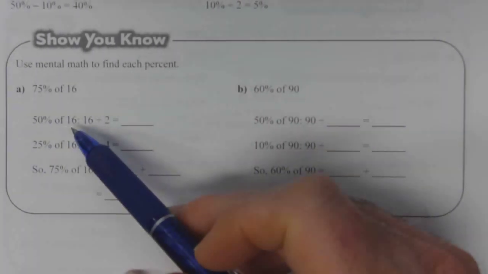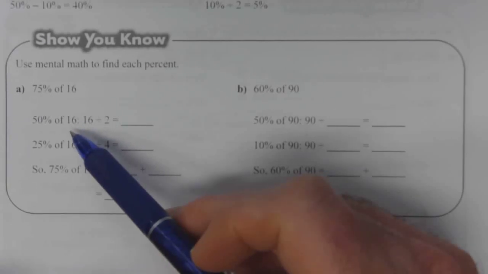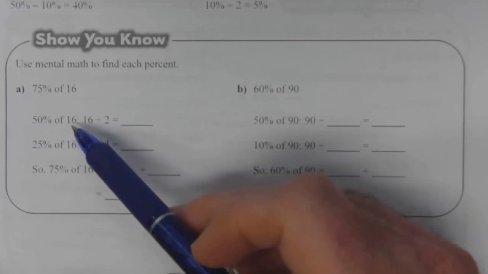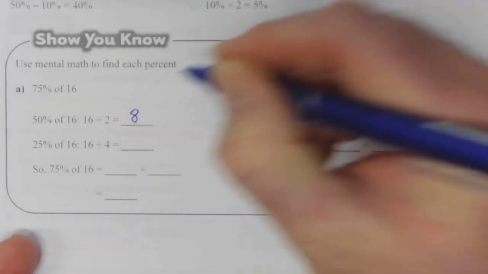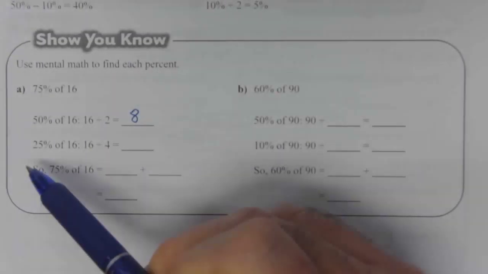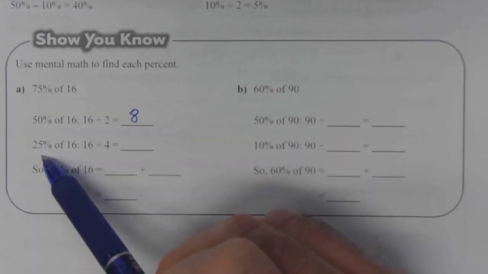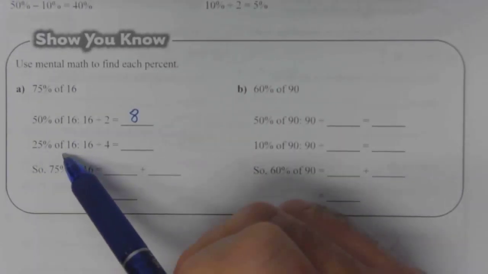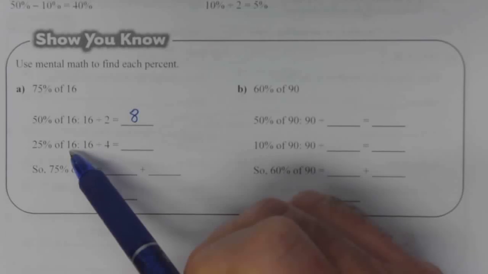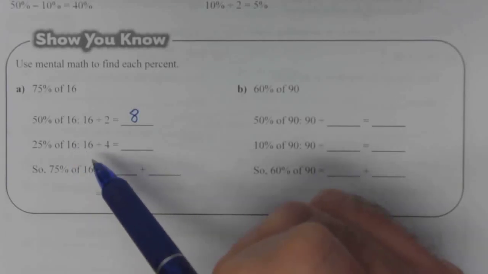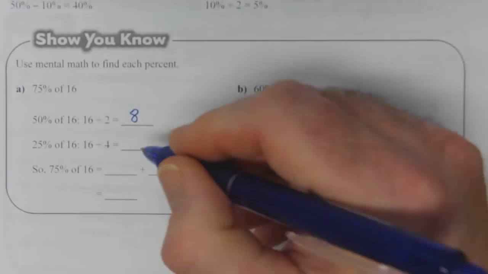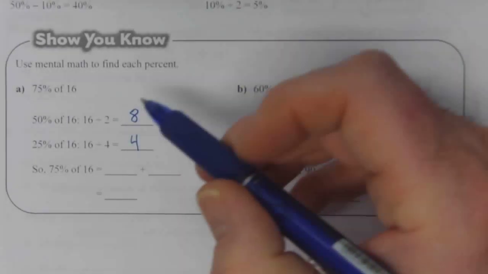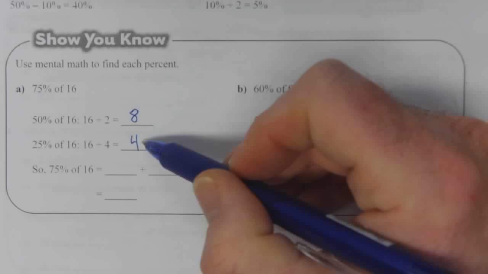So 50% of something means you're going to divide that something by 2. So then we're going to take 16, divide that by 2, and that gives us an answer of 8. So that part's done. Now to figure out 25% of something, we have to divide by 4. So 25% of 16 means we're going to do 16 divided by 4, which is 4.